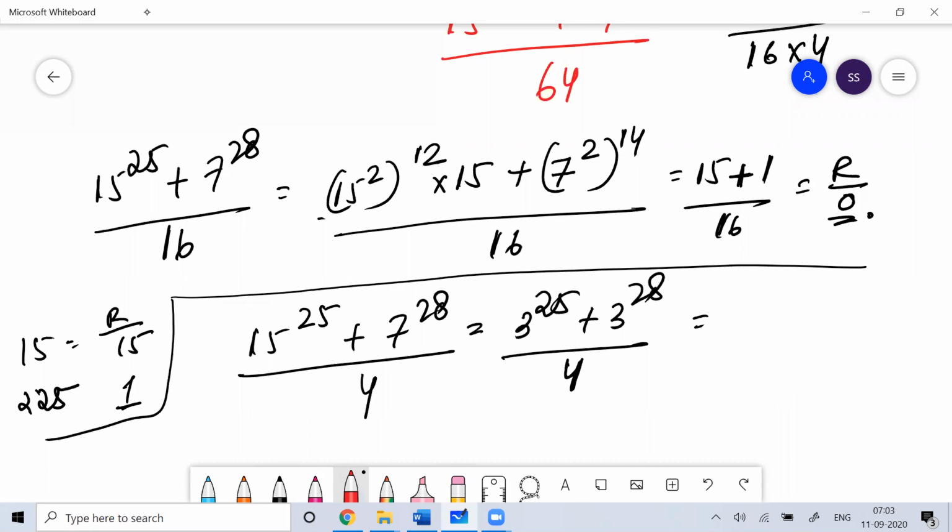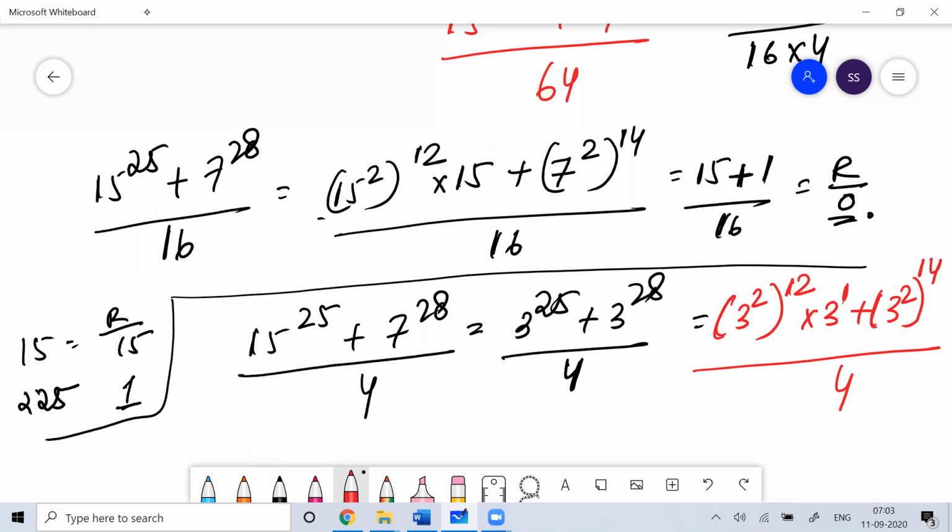3 to the power 2 is 9, and 9 divided by 4. So that will give a remainder of 1.